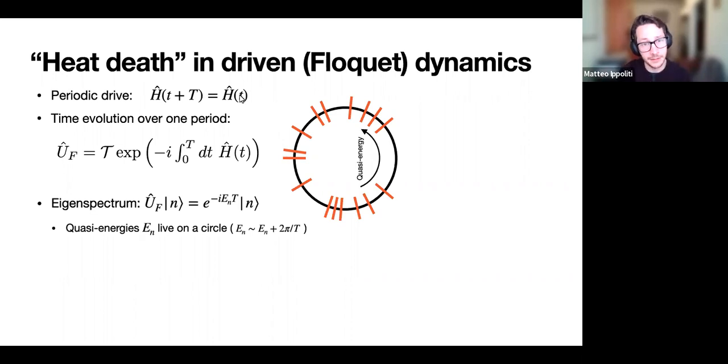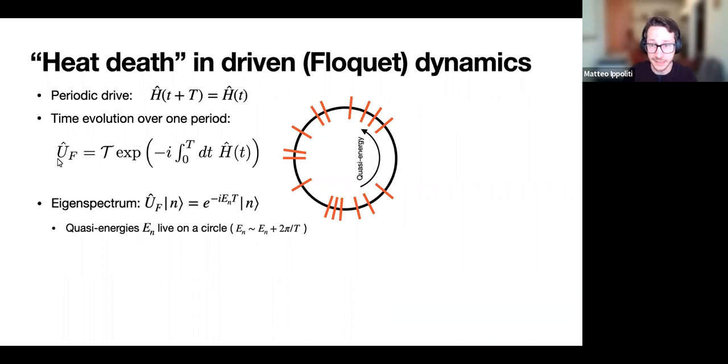And we can study these driven systems by looking at the propagator over one period, which is this time-ordered exponential of the integrated Hamiltonian. And we can diagonalize this object much like we would diagonalize a Hamiltonian in a static system. And we can look at its eigenspectrum and try to understand properties of the system at late times.